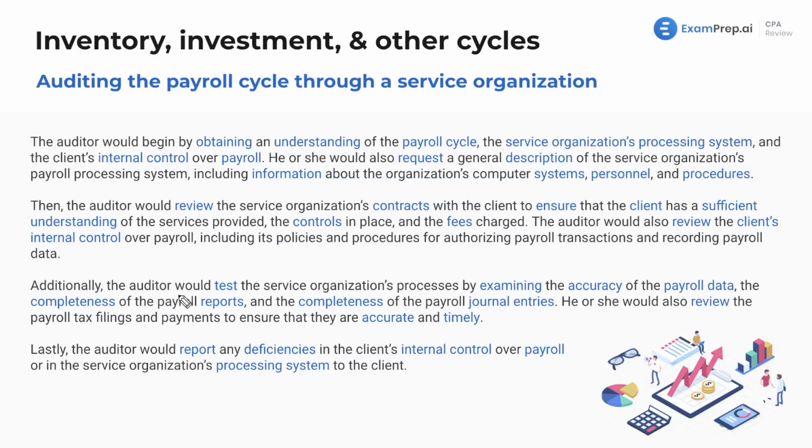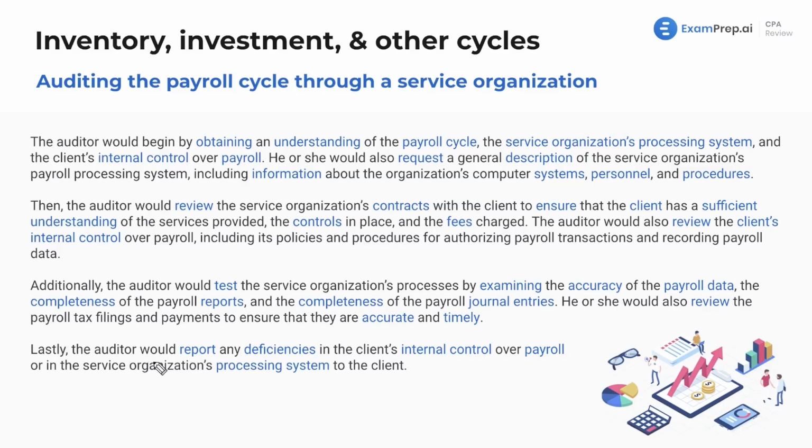Now, additionally, the auditor would test the service organization's processes by examining the accuracy of the payroll data. If we're recalculating the data and we see that ADP is doing it wrong, that's a great accounting auditing procedure. The completeness of the payroll reports and the completeness of the payroll journal entries. For example, you may have ADP deal with the direct deposit and the majority of what happens, but then you may have your own payroll employees deal with the journal entries. He or she would also review the payroll tax filings and payments to ensure that these have been filed timely and they are accurate.